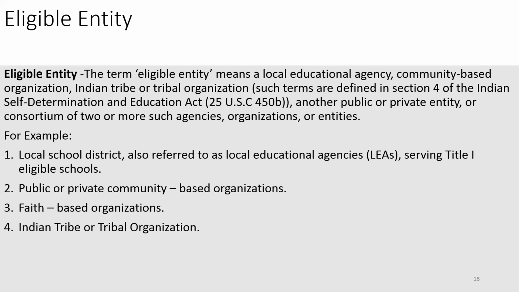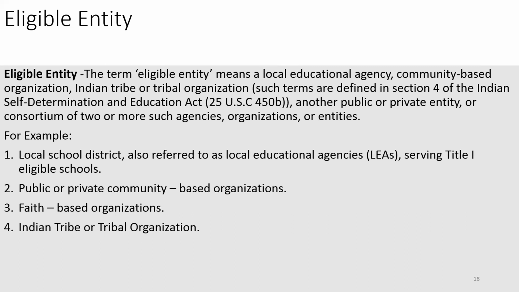another public or private entity, or a consortium of two or more agencies, organizations, or entities. For example, a local school district, also referred to as a local education agency serving Title I eligible schools, a public or private community-based organization, a faith-based organization, and Indian tribal organizations. So these one through four are all considered eligible entities that may apply for a 21st century grant.